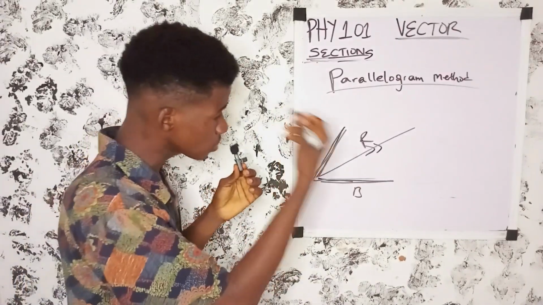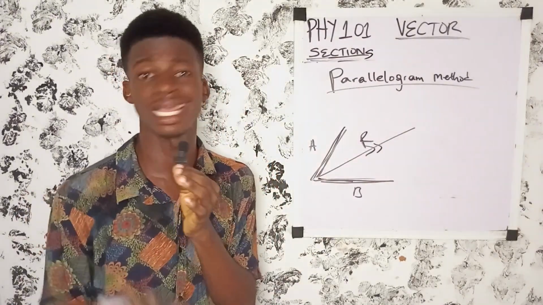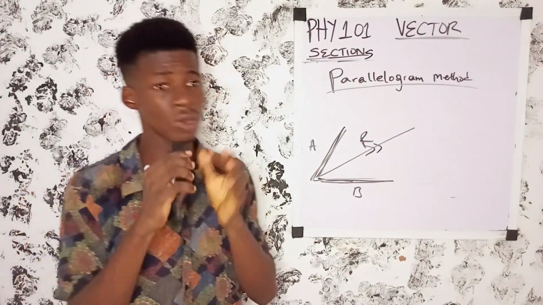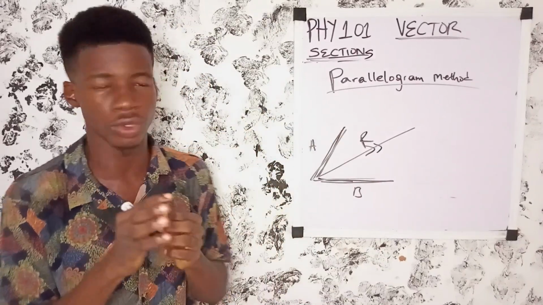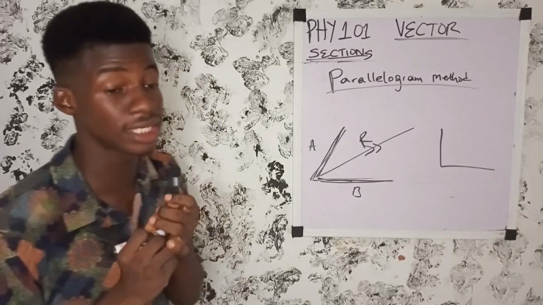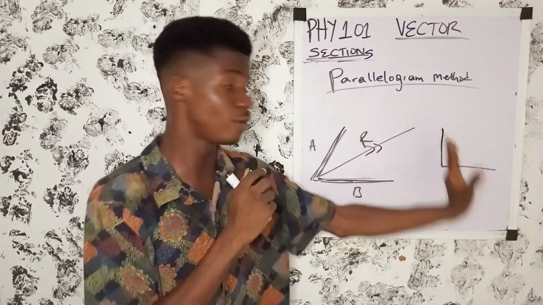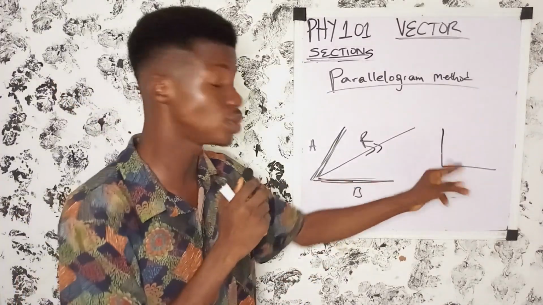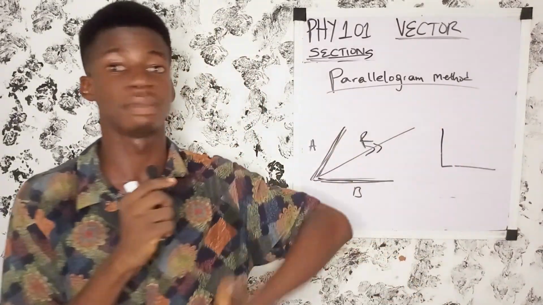Now the formula. If you look, the angle between these two vectors is not 90. These two vectors are not perpendicular. So when we are going to solve for their resultant, we are not going to use Pythagoras' theorem. If these two vectors were like this, the sides of a square or a rectangle, they would be perpendicular. If you look at this diagram, the angle between them is 90. In this type of diagram, we can use Pythagoras' theorem.